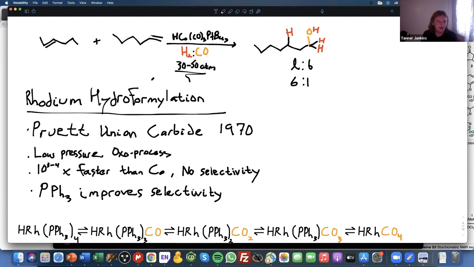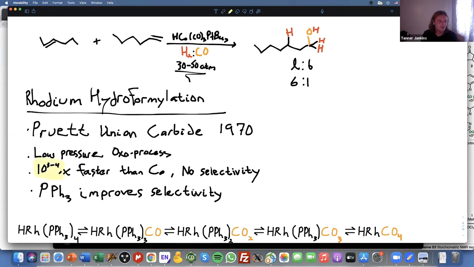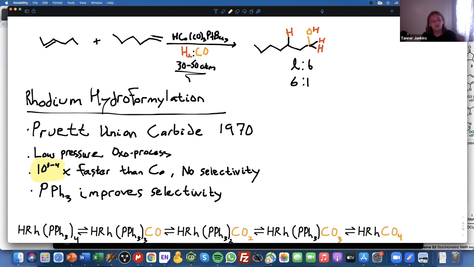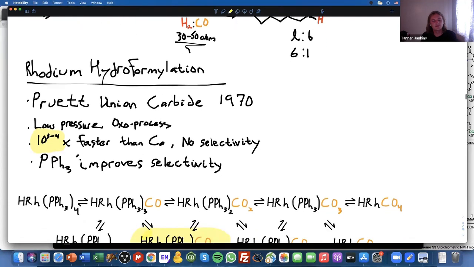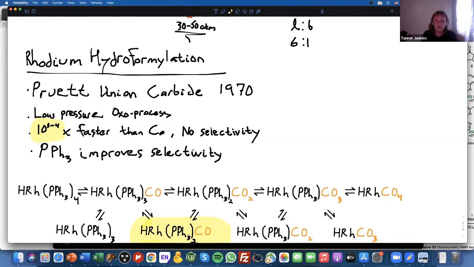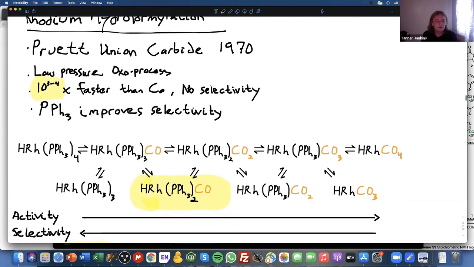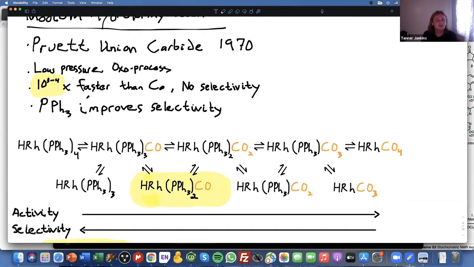And most importantly, it occurs 3 to 4 orders of magnitude faster. And so although rhodium is approximately 3 to 4 orders of magnitude more expensive than cobalt, because it occurs much faster under friendlier conditions, and because rhodium is much easier to recover than cobalt, this process has largely phased out the former cobalt catalyzed process.